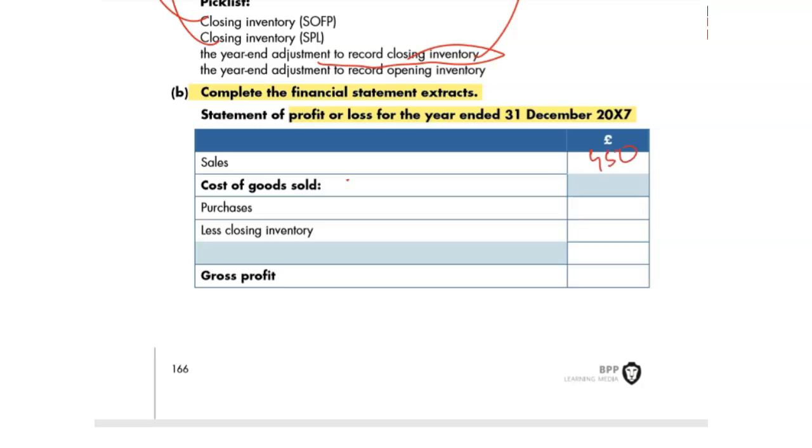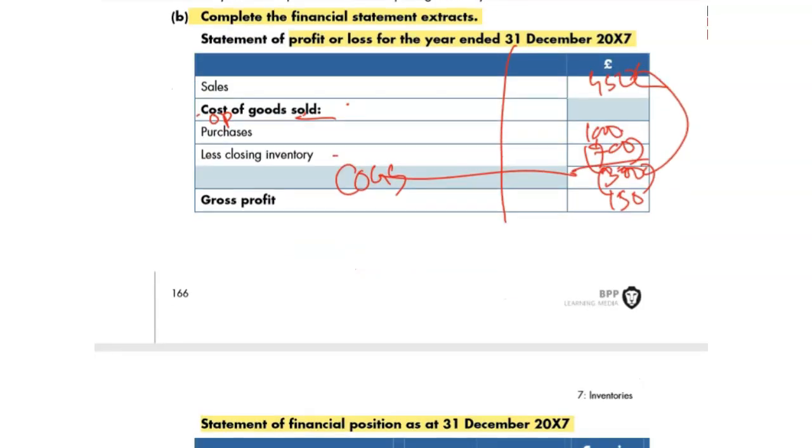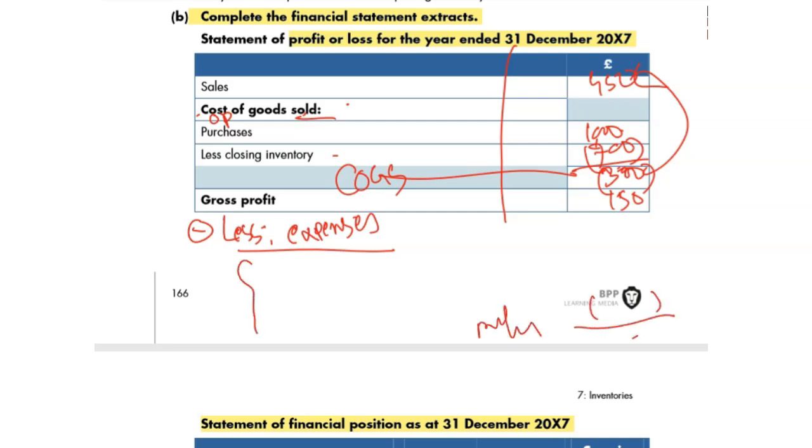450 is my sales. Cost of goods sold: there is no opening, opening is 0. Purchases are £1,000. Actually, we do it in another column, but anyway, closing inventory is 700. 1,000 minus 700 left is 300. Basically, this is known as your COGS, and 300 is taken away from sales. Sales less cost of goods sold gives you GP, gross profit. 150 is your gross profit, and gross profit comes from operating activities, buying and selling. After the gross profit, you do what? Less expenses, don't you? Loads of expenses are taken away, and you get profit for the year.